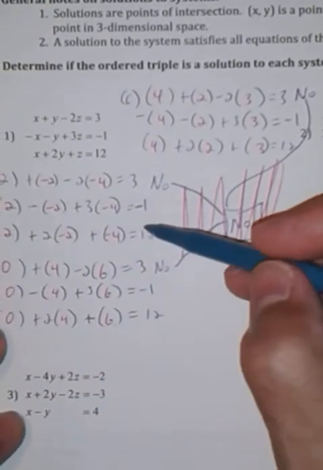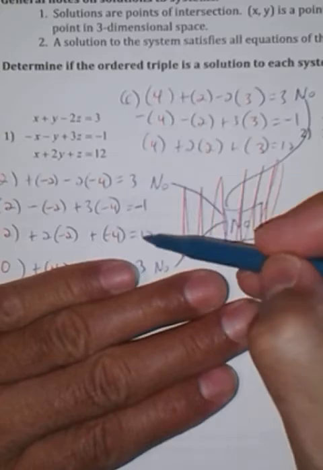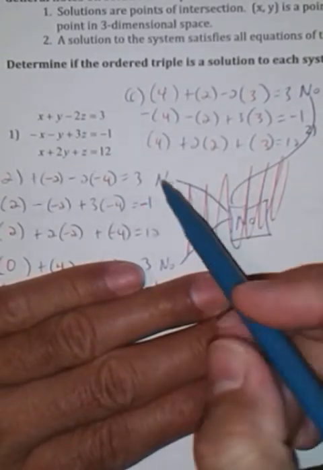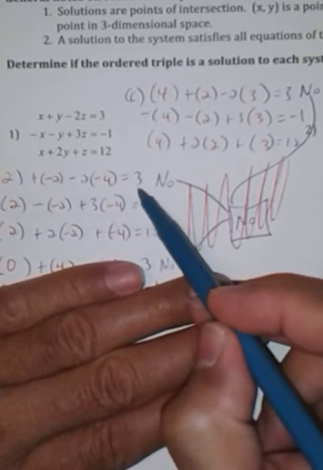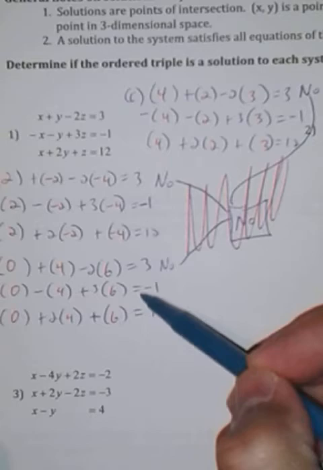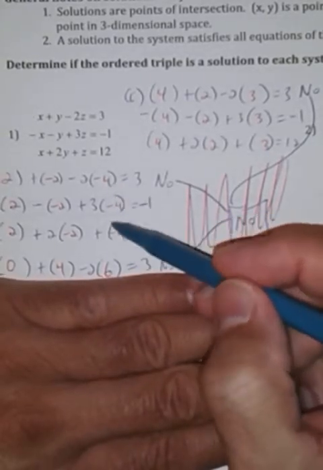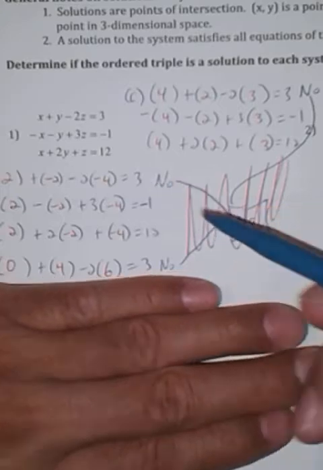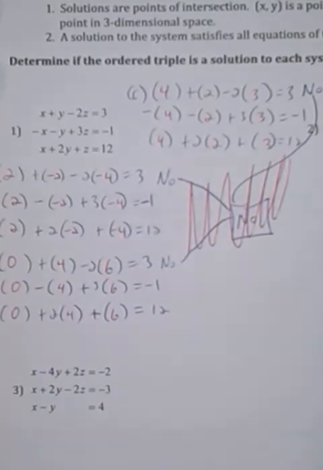In order for it to be a solution, all three equations have to turn out true, right? That means the left-hand side has to equal the right-hand side. And here, just the first equation was not true, so the answer is no, right? It doesn't matter that it's a solution to any of the other equations. We already got that it doesn't work on the first one, so the answer is no.